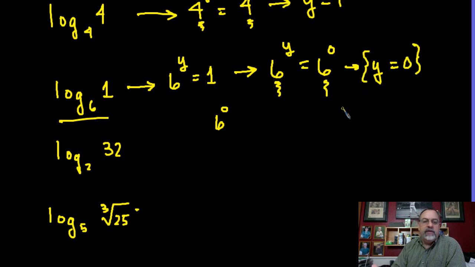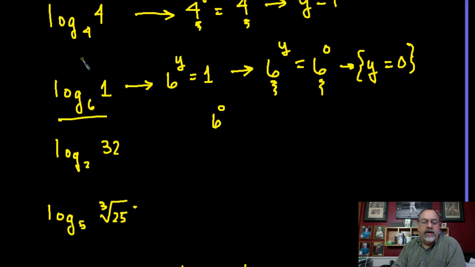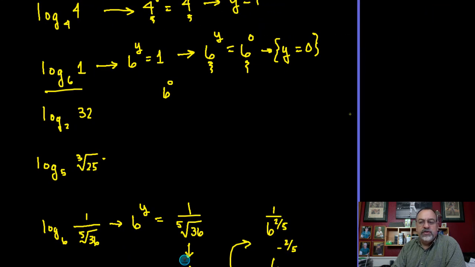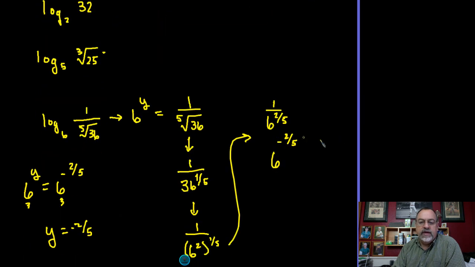So to evaluate logarithmic expressions, again, you change it to its exponential form. Then if the bases are equal, then the exponents must be equal. And you may need to do some algebraic manipulation of these things in order to get the bases equal, but once they're equal, then you can evaluate the logarithm because the exponents will be equal as well.